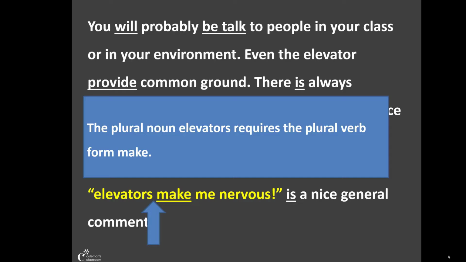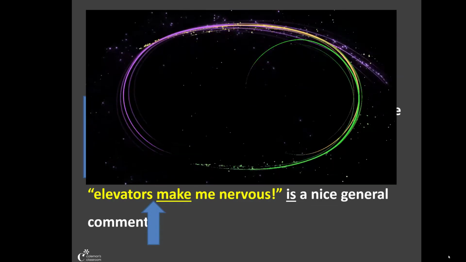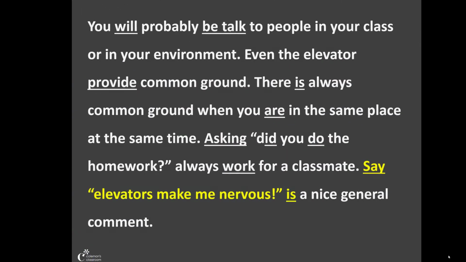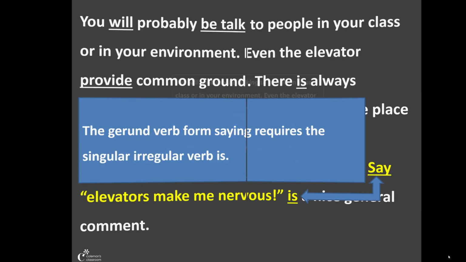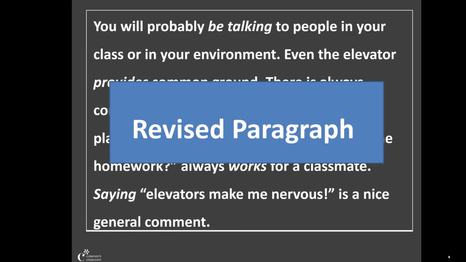Elevators. Elevators requires the plural verb form make, and I did that one right. One more. Where's my verb for this gerund say? It is. So saying requires the singular verb form is, and that one I got right. Now I need to go through and see.